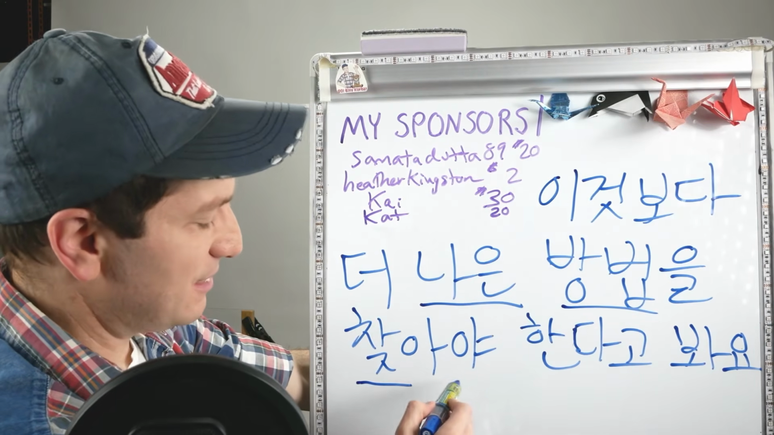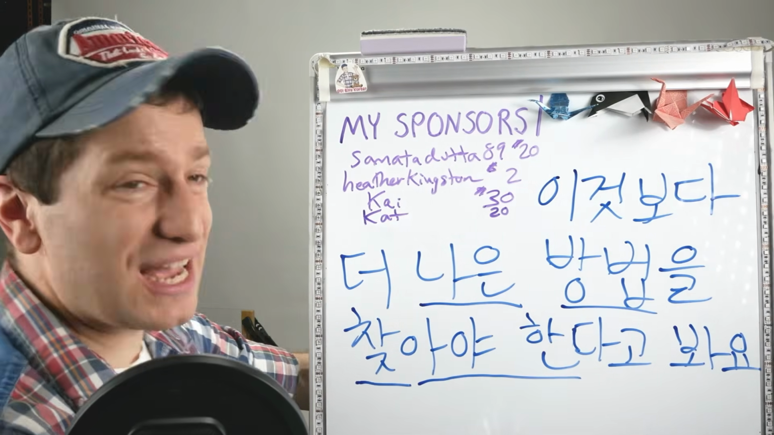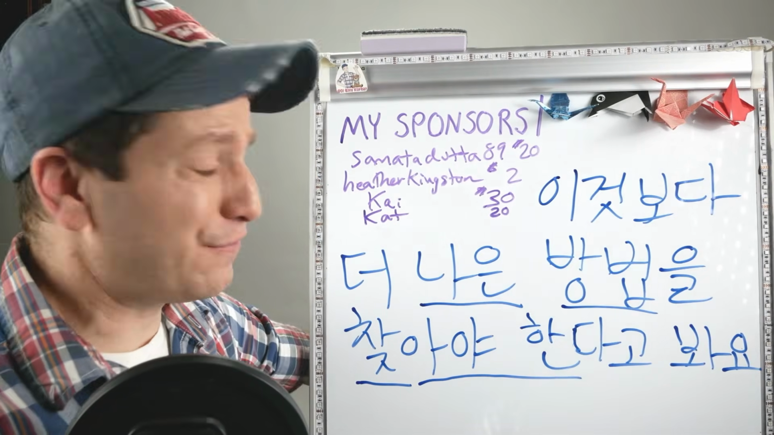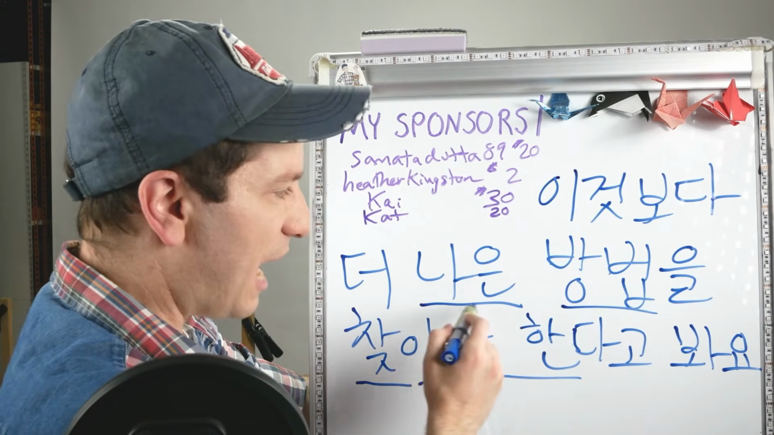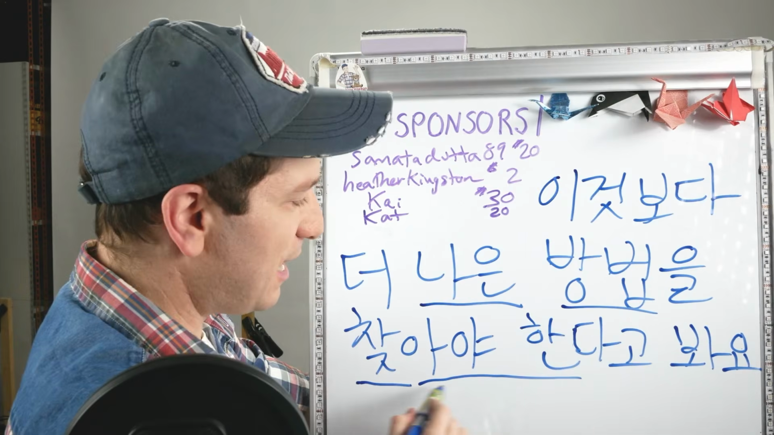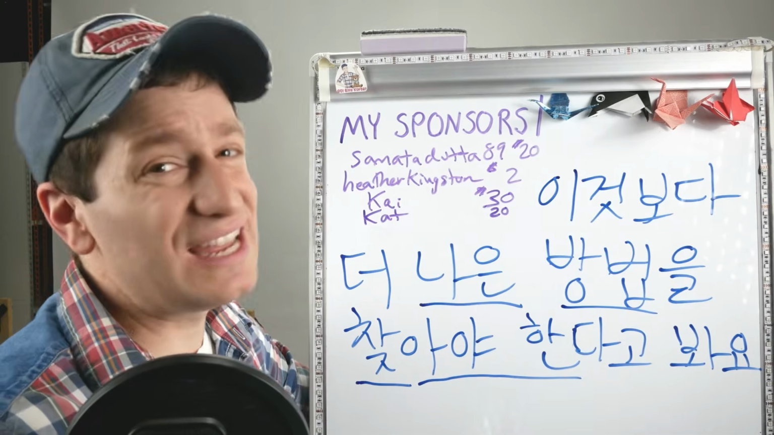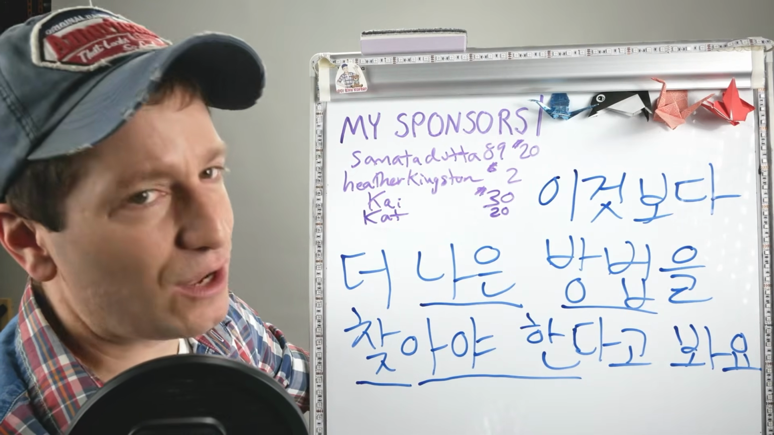찾다, to find. 찾아야 하다. We have to find a better method than this. 한다고 봐요. So the way I see it is we have to find a better method than this. 이것보다 더 나은 방법을 찾아야 한다고 봐요. I think we have to find a better way than this.